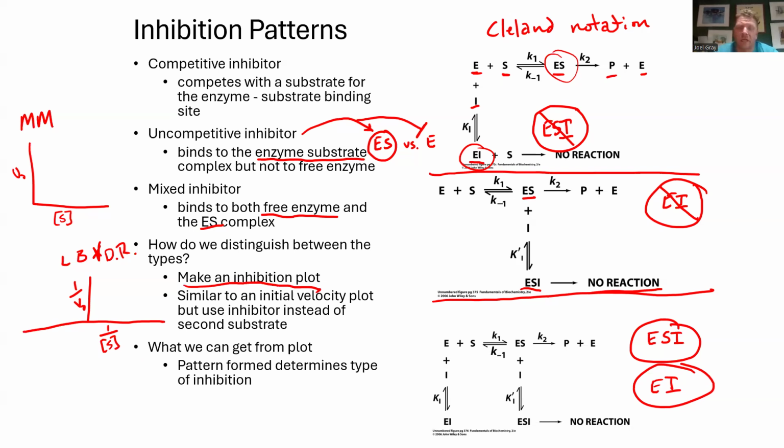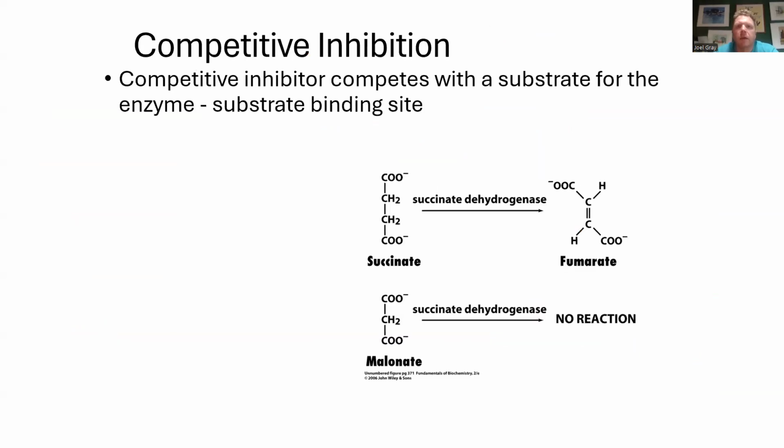Can inhibition data be plotted on a Michaelis-Menten plot? 100%. Yeah, no doubt about it. Is it, I would say it's most typically plotted on a Lineweaver-Burk plot, though. So just keep that in mind. Now, let's go into the different types of inhibition and see what this looks like on those different plots.